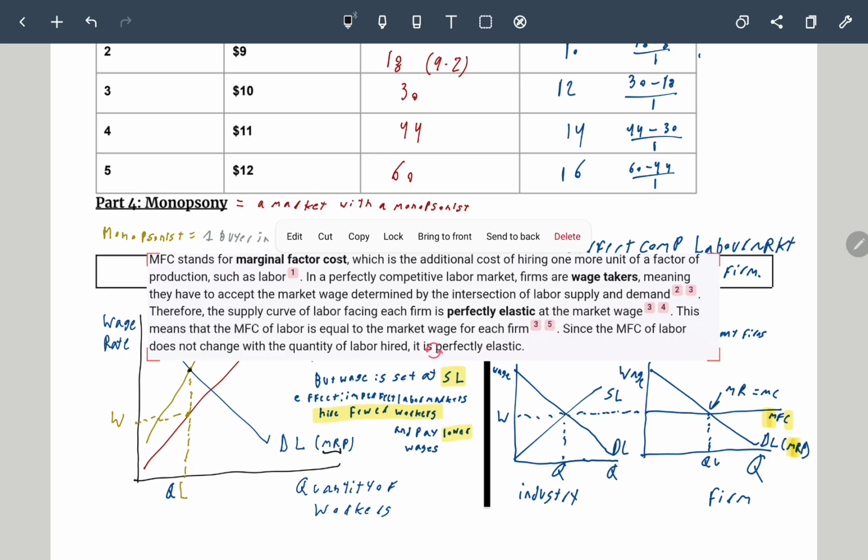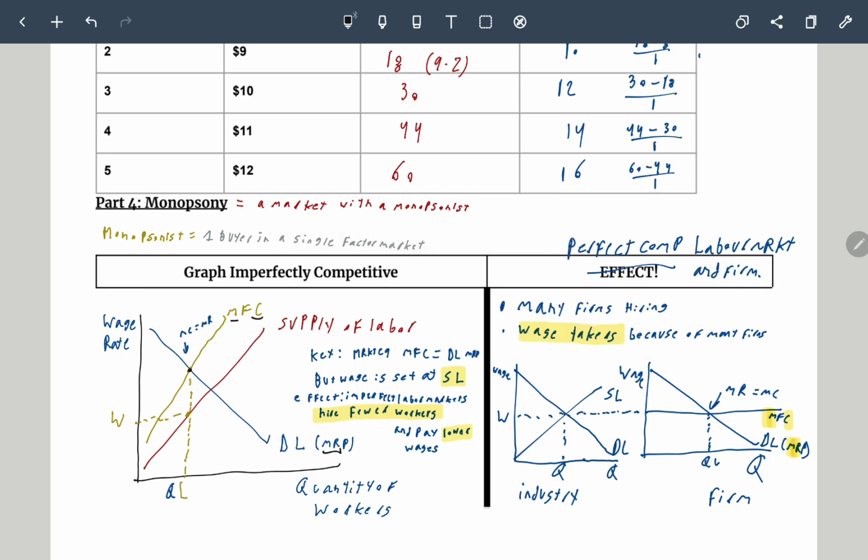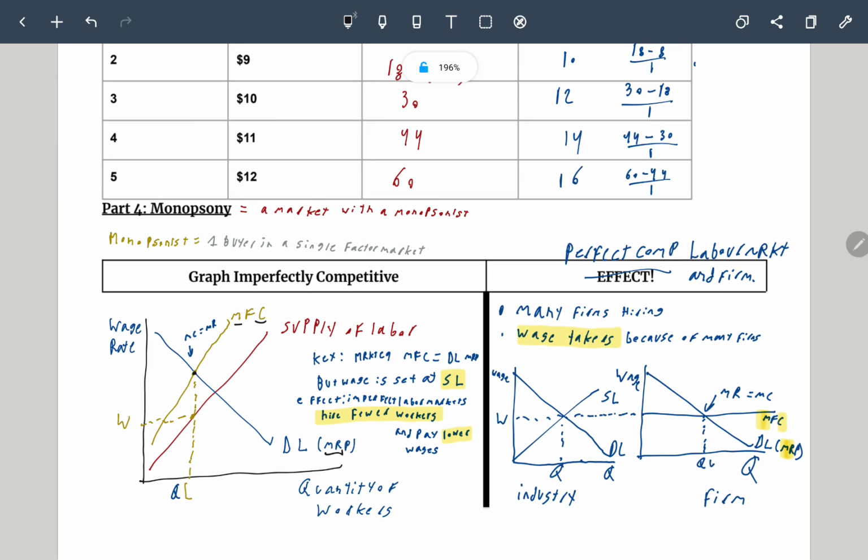This means that MFC of labor is equal to the market wage of each firm. Since marginal factor cost of labor does not change with the quantity of labor hired, it is perfectly elastic. That is why this MFC is perfectly elastic.